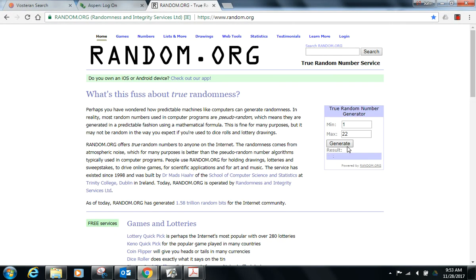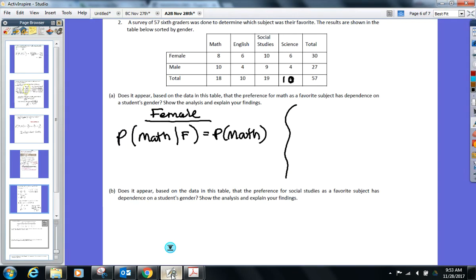All right, let's hear back from some people now. Here we go, 7. I have a 7 in the house. Probability you prefer math given you're already female. What are you already given? You're given that it's already female. So how many females do I have? 30. And how many of those 30 females prefer math? 8. Okay? Now, what's the probability you prefer math, regardless of your gender?